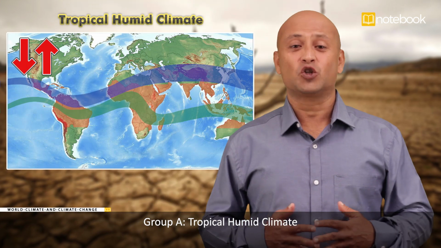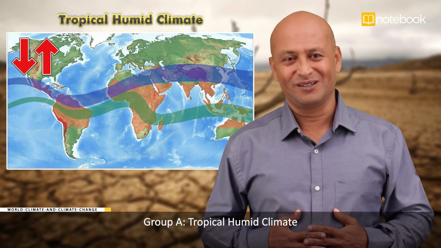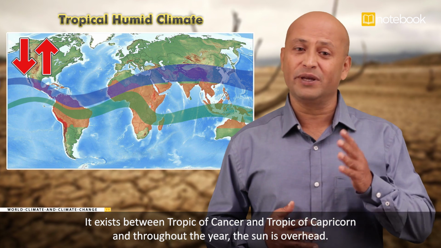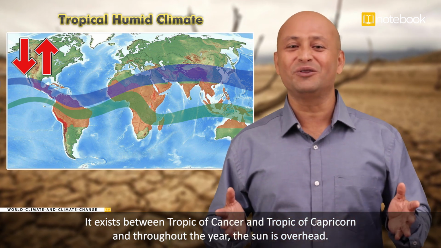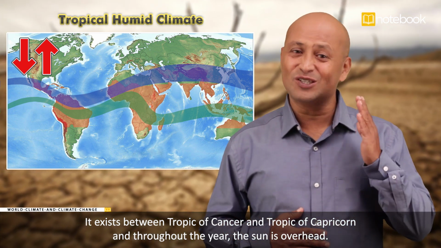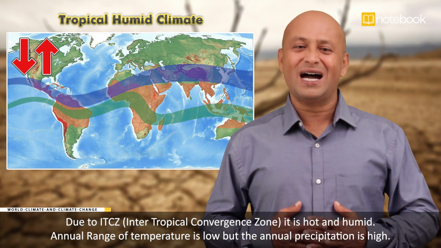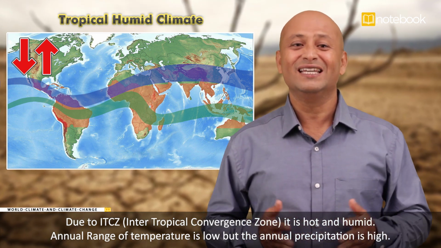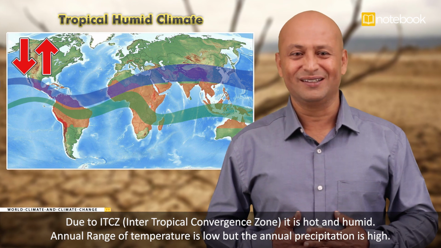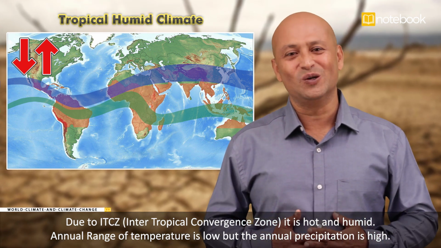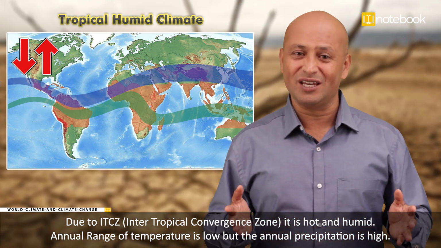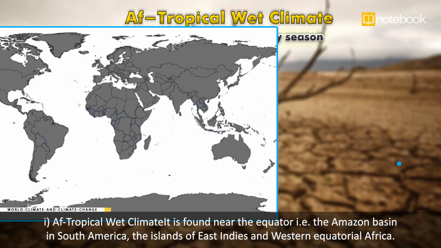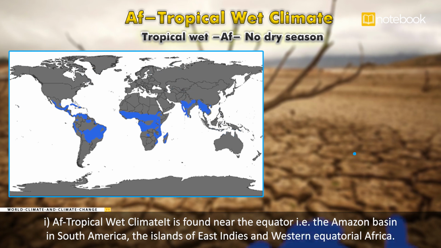Group A, tropical humid climate. It exists between the Tropic of Cancer and Tropic of Capricorn, and throughout the year the sun is overhead. Due to ITCZ, the Intertropical Convergence Zone, it is hot and humid. Annual range of temperature is low, but the annual precipitation is high. There are 3 types. Af, tropical wet climate.